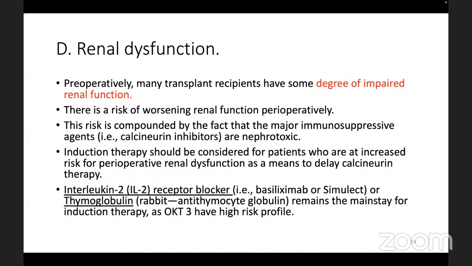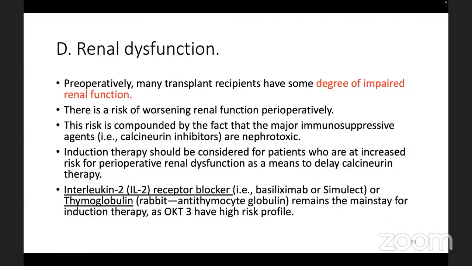Preoperatively, many transplant recipients have some degree of impaired renal function secondary to the heart failure. There is a worsening renal function perioperatively. Risk is compounded by the fact that the major immunosuppressive agents are nephrotoxic. Induction therapy should be considered for patients who are at risk of perioperative renal dysfunction as a means to delay calcineurin therapy.